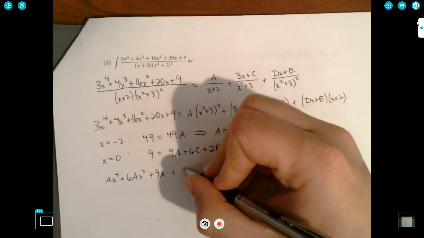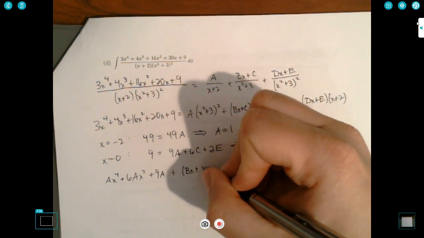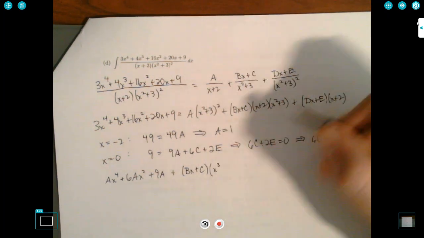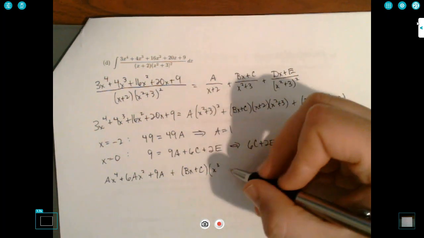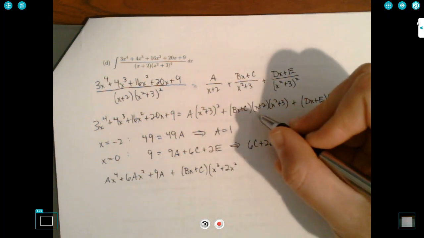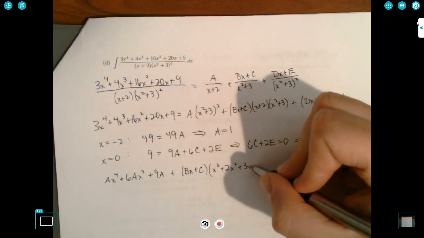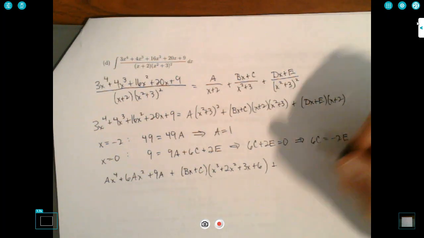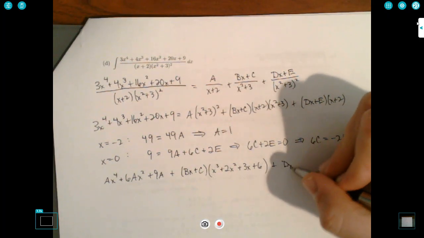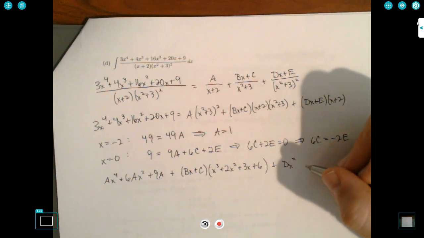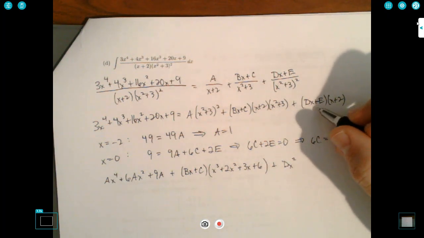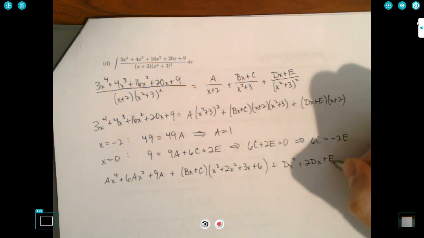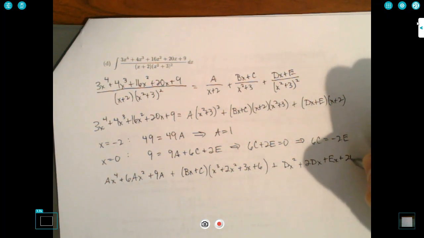That's that first group. Second group, I don't think I can do this all in my head at once. So I'm going to do Bx plus C times x cubed plus 2x squared plus 3x plus 6. Okay, and then the last one's going to be Dx squared plus 2Dx plus Ex plus 2E.